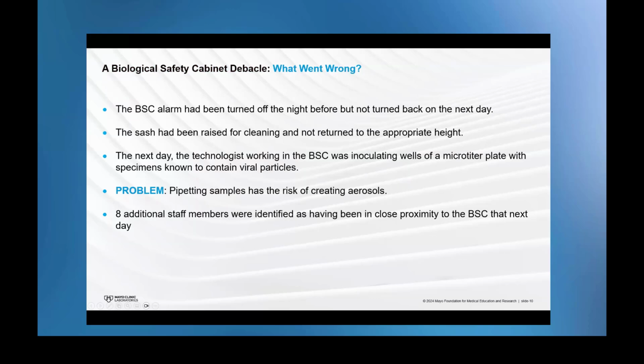We talked about it a little bit on the previous slide, but I've added a few more vital details. Again, we know the alarm was off. It was not turned back on. The sash was too high. The other information we discovered on day 2 is that the tech working in the BSC was inoculating a plate with specimens known to contain viral particles. This is now a bigger problem because there were people, 8 people to be exact, in the area that may or could have potentially been exposed to the viral particles in those specimens.